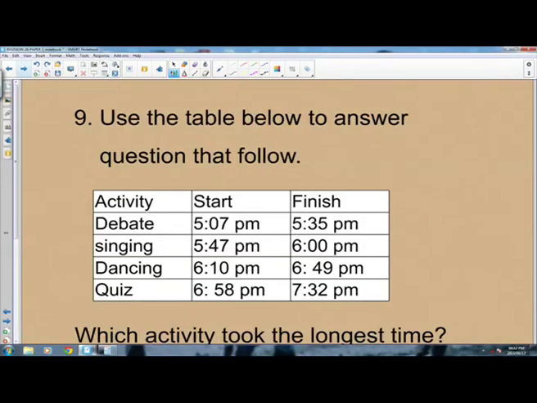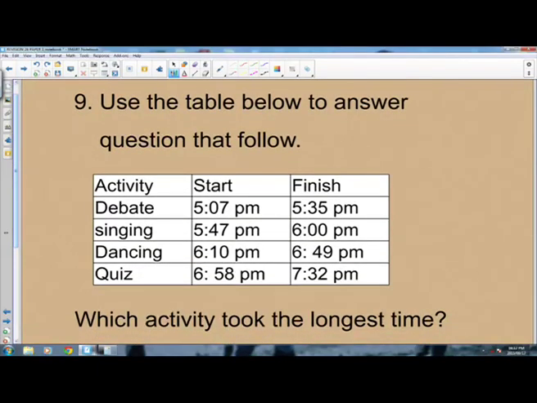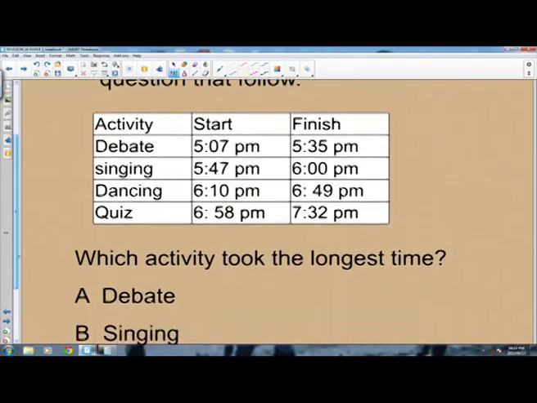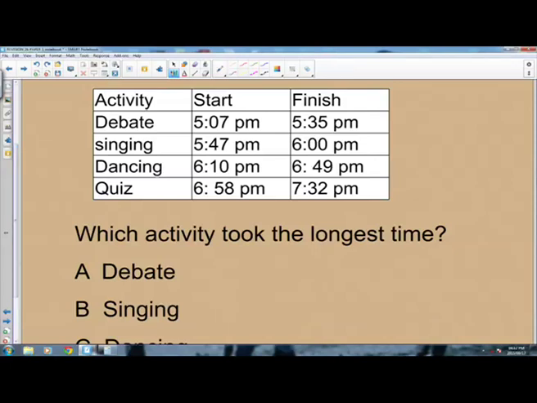Question number 9. It says use the table below to answer the questions that follow. And then it says activity, debate, starting at 5:07 p.m. is finished at 5:35 p.m. And then singing 5:47 to 6, dancing 6:10 to 6:49, and then there's a quiz which starts at 6:58 and is ending at 7:32. Then the question says which activity took the longest time, and you need to check all the activities, the time the activities took to finish over here.